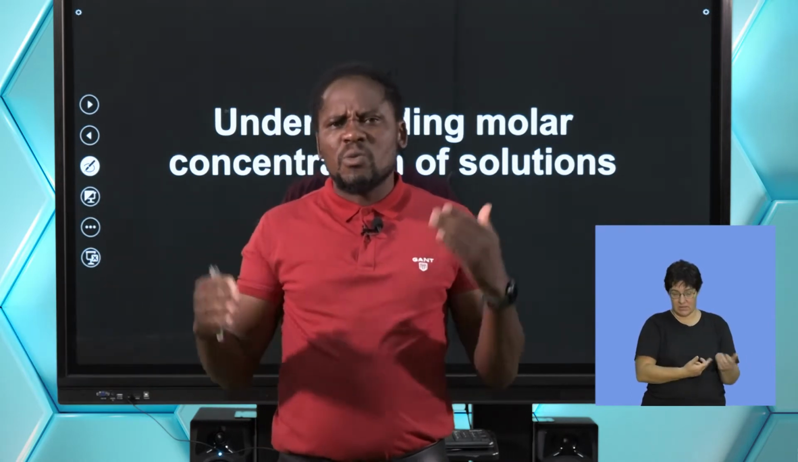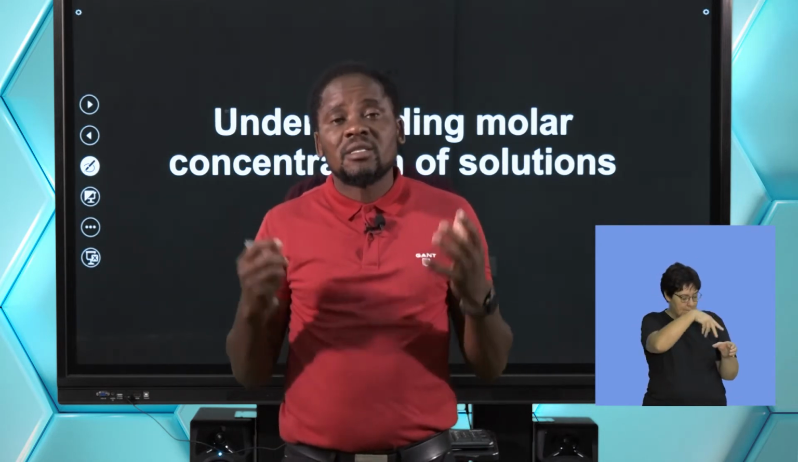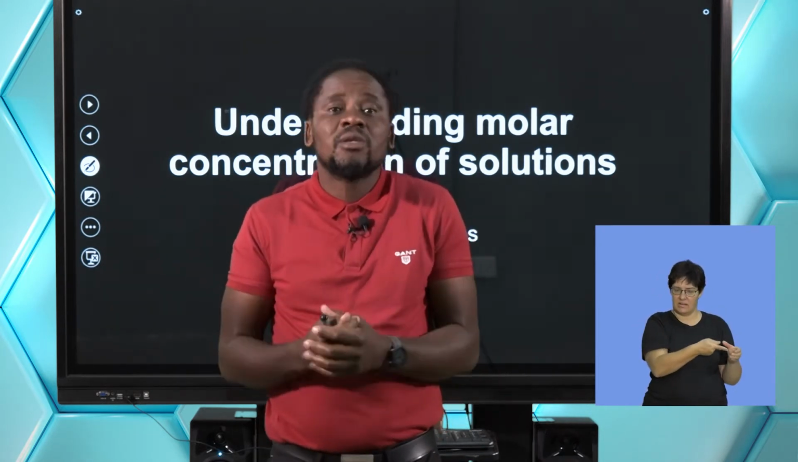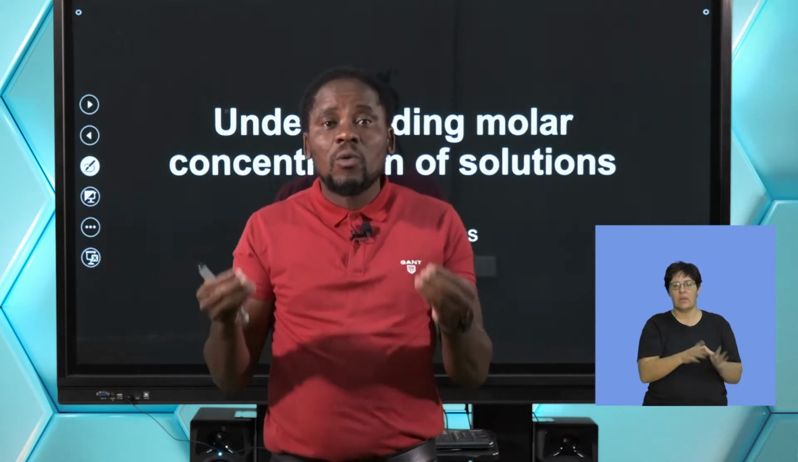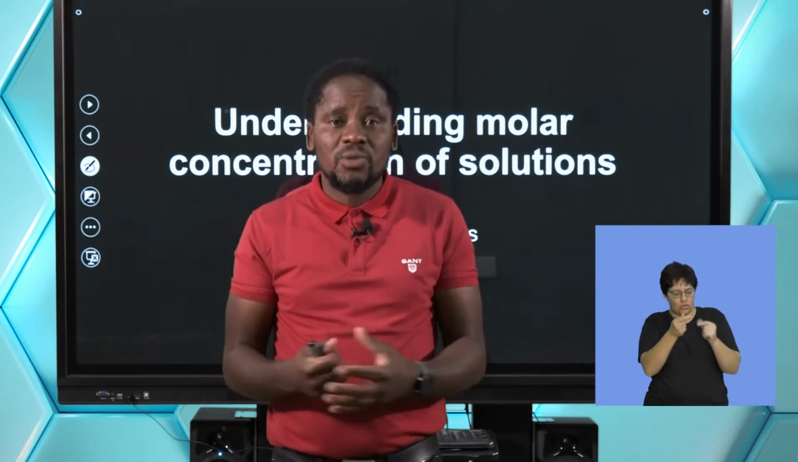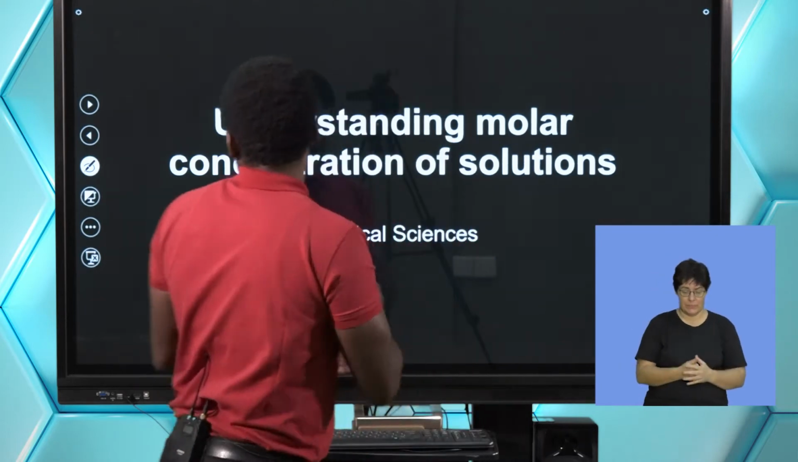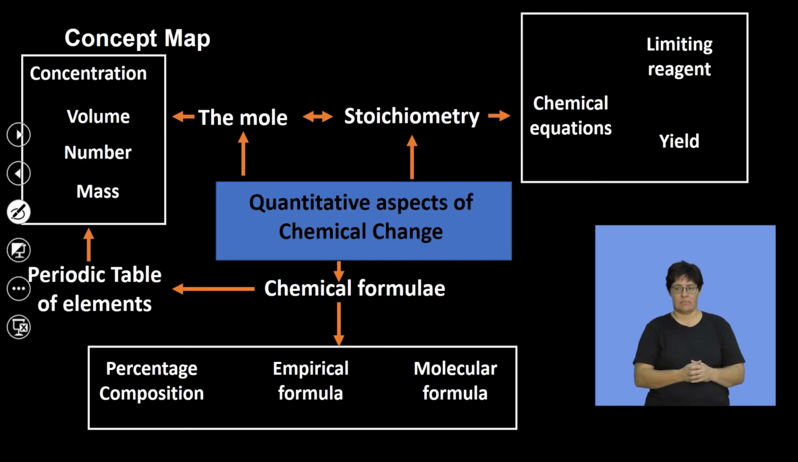So we want to understand exactly what happens when a substance dissolves, and then how we measure or quantify the concentration of a solution. In as far as the bigger concept of quantitative aspects of chemical change, we know that the mole is the SI unit of quantity of matter. So the mole is just a number which is also based on the mass of a sample.